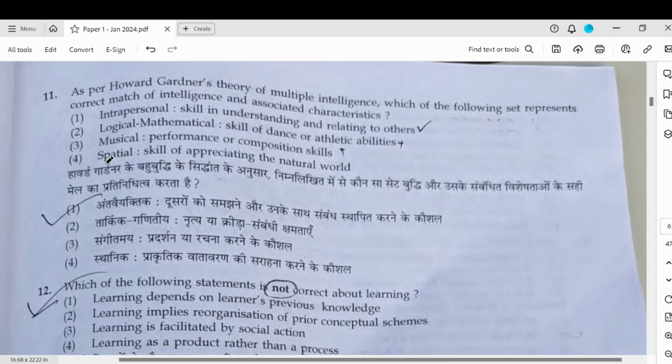As per Howard Gardner's theory of multiple intelligences, which of the following sets represents the correct match of intelligence and associated characteristics? Intrapersonal is others, which is wrong. It is inside. Logical, mathematical is not athletics. Music is performance. I think this will be the correct one. Spatial is appreciating the natural world. So that's wrong. So musical is performance and composition skills.